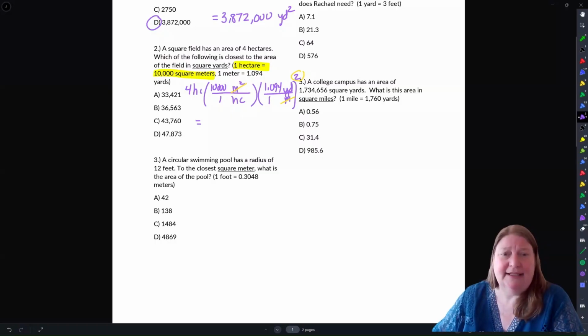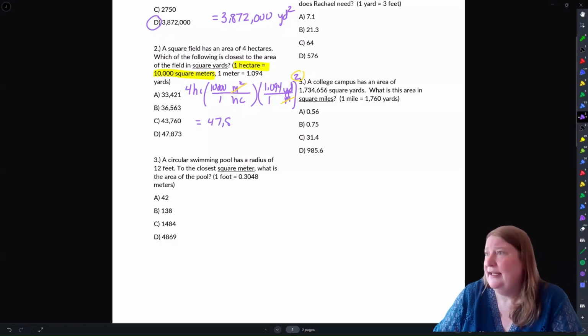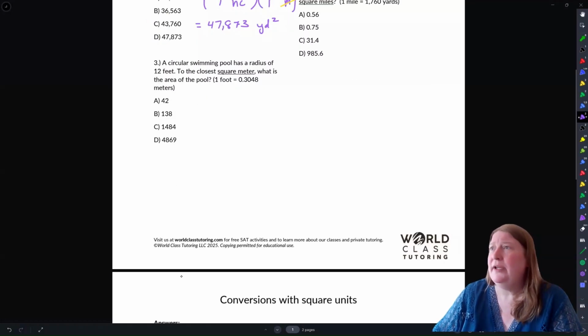And I do get answer D here, 47,873, and my answer is in square yards. All right, moving on to number 3. We can do this 2 ways.